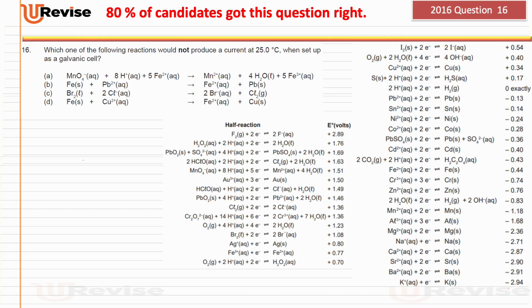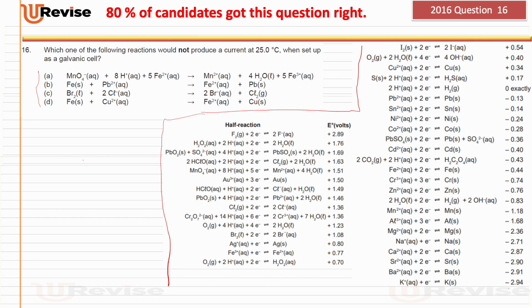Let's take a look at question 16 from the 2016 exam. It reads, which one of the following reactions would not produce current at 25 degrees when set up as a galvanic cell? These are the selections we're supposed to choose from. This is just the reduction potential table I want to use for working out this question.